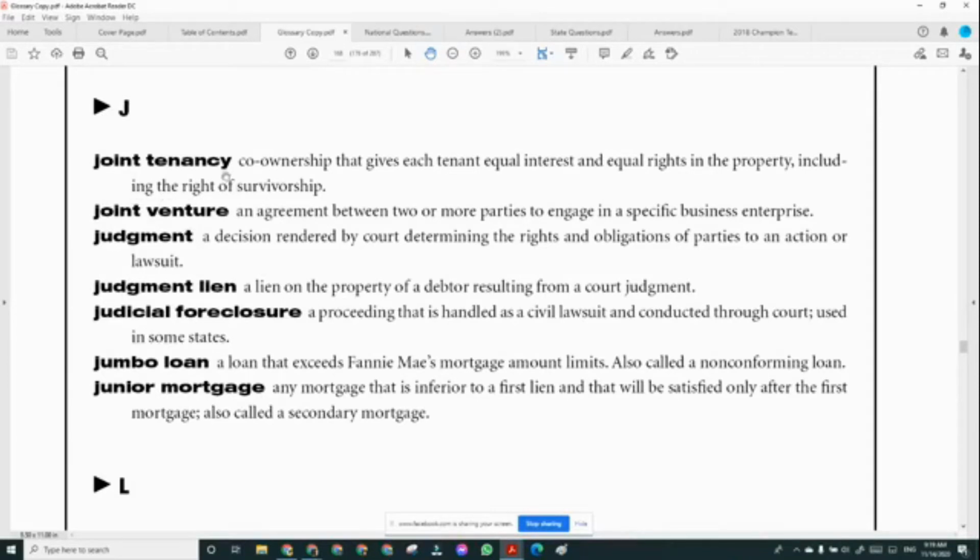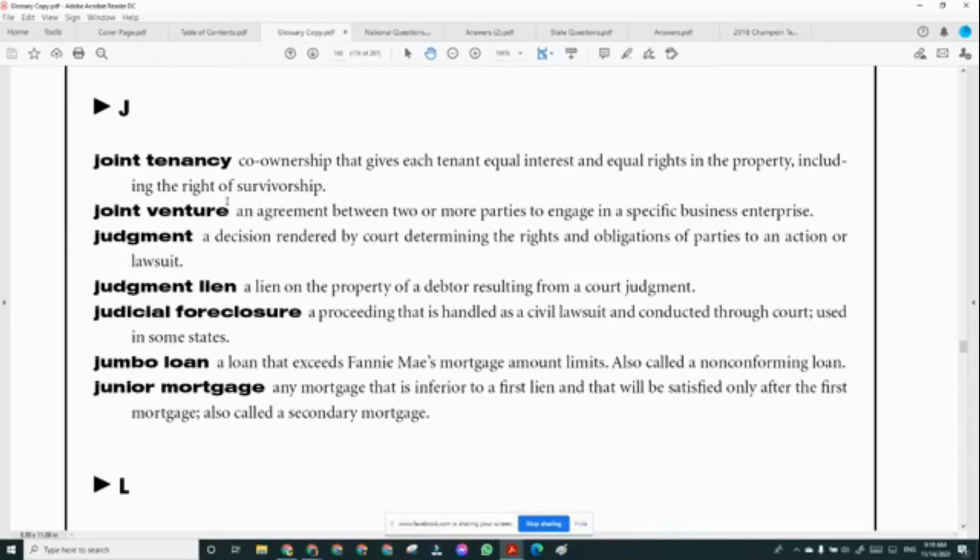So joint tenancy, this is one of the 4 different types of ownership. The 4 are severalty, which means one person or one entity. Tenants in common, which is 2 or more individuals with equal or different percentages of ownership, don't have to be married. Joint tenancy, and I'll go over in a moment, and then tenants by the entirety.